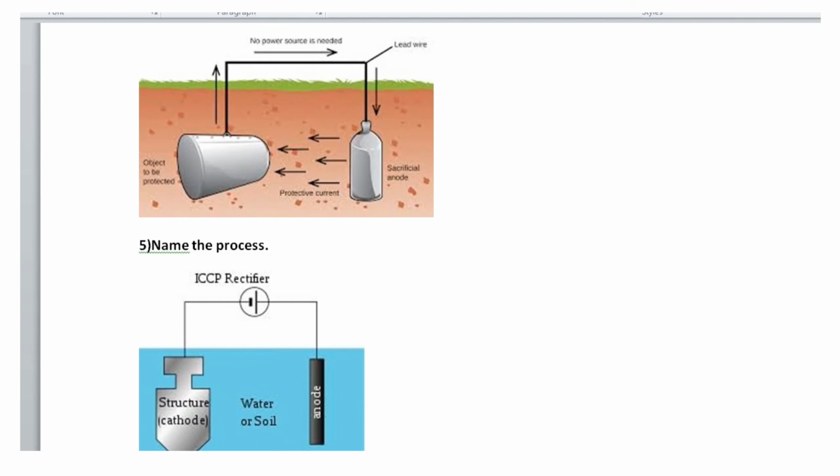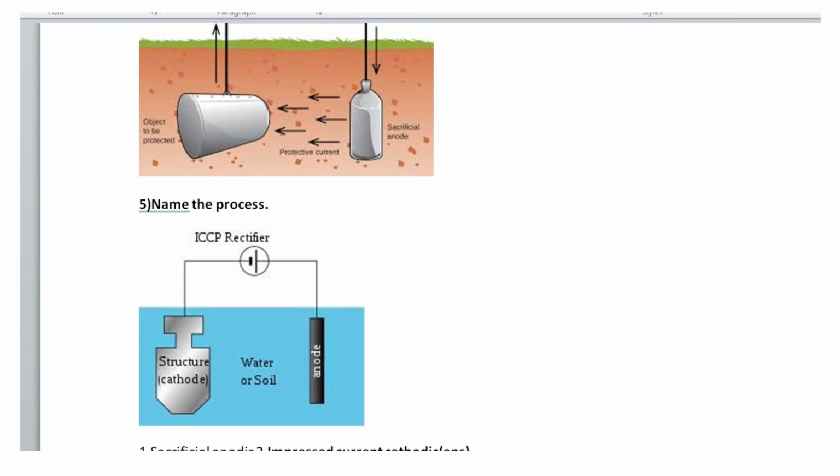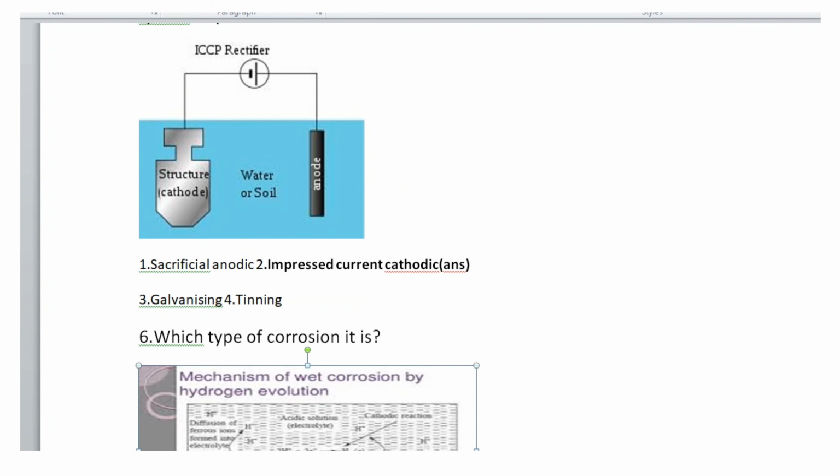Then next, name the process again. This is the impressed current cathodic protection method because a battery is used to provide the current which has extra volt. Therefore it is impressed current cathodic protection.